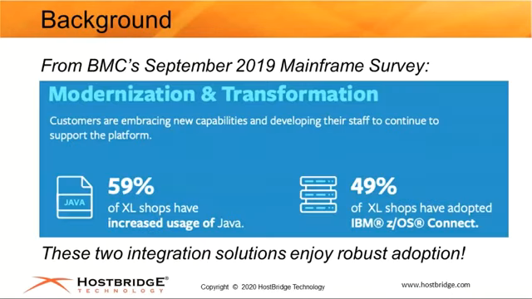Let me start with some background information and focus on some of the things that are going on. BMC periodically does a really nice mainframe survey of the market, and they did one in September. There were a couple of questions about modernization and transformation. I wish I could have contributed a few questions, but nonetheless, we could at least see some trend lines there. A majority now have some increased use of Java on the platform. So in other words, we're seeing signs of new design patterns, new languages, new life on the platform.